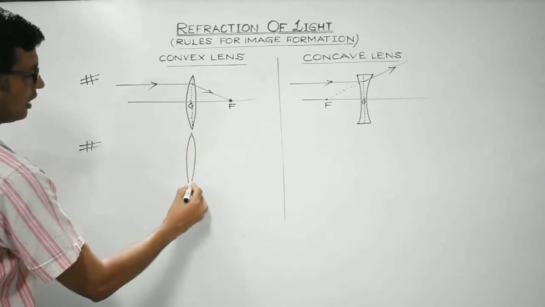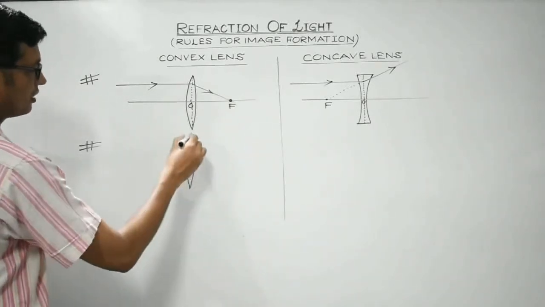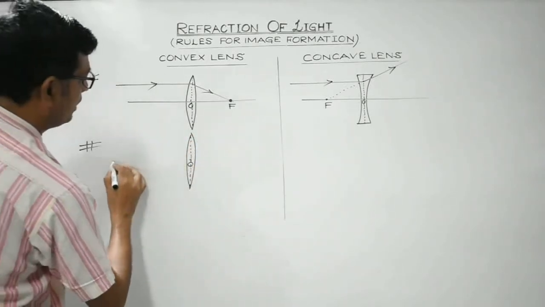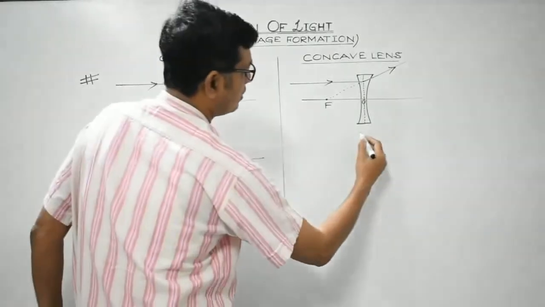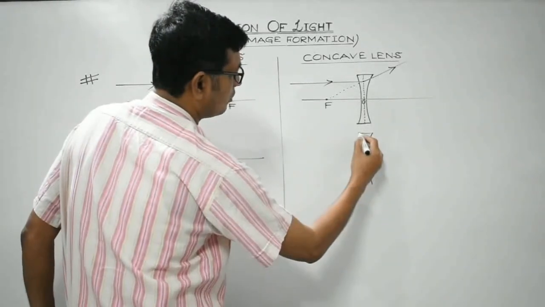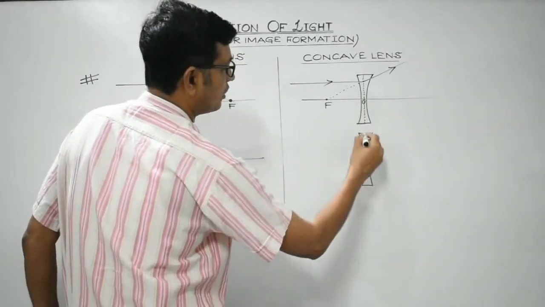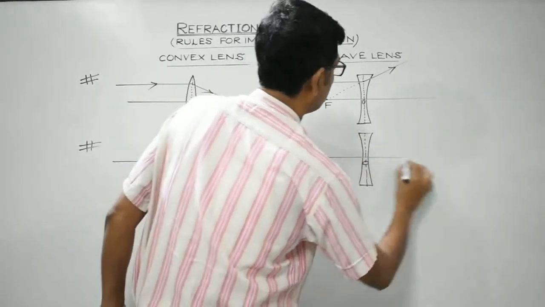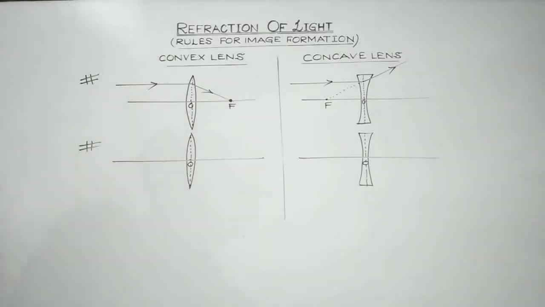Again, for both the cases we will discuss, this is the reference line, and this is the optical center. This will be the principal axis. So the same rule will be applicable in the case of concave lens as well. Right? This is the optical center, and let us consider this to be the principal axis.